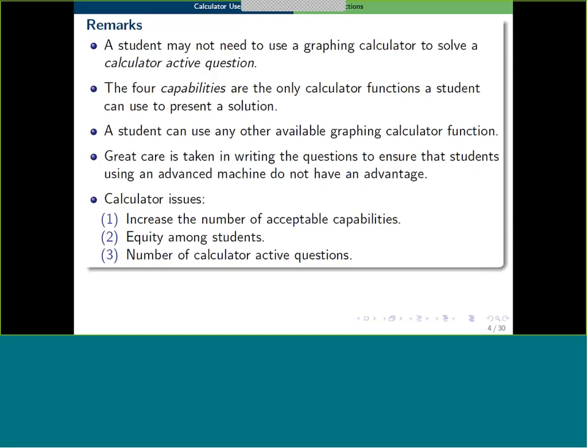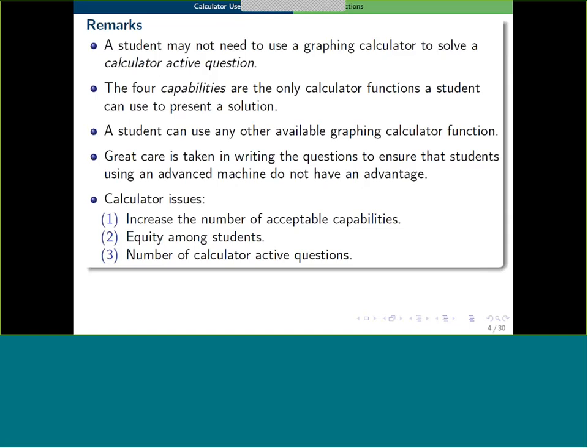Vicki and I both served on the development committee, and I can assure you that great care is taken when we write these questions to make sure that students using, say, for example, a CAS machine don't have any sort of an advantage. It's a very difficult thing to do if you've ever tried to write a question like this, but we want to make sure that no one has an advantage who has a CAS machine.